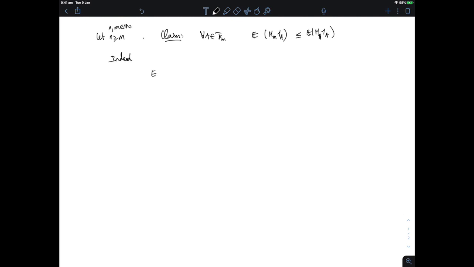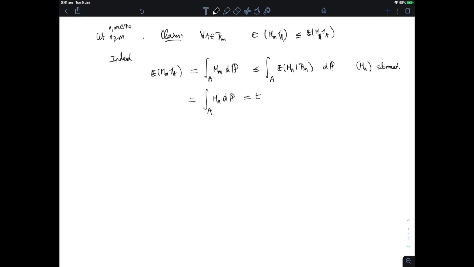So I want to compute the expectation of M_m times the indicator function of A, that is the integral over A of M_m. But M_m is certainly smaller than the conditional expectation of M_n given F_m. That's because n is above m and M_n is a submartingale. Now, by definition of what being a conditional expectation is and the fact that A is in F_m, I have that this is the same as the integral over A of M_n, which is the expectation of the indicator function of A times M_n. So that proves my little claim here. That's going to be very helpful in the rest of the proof.